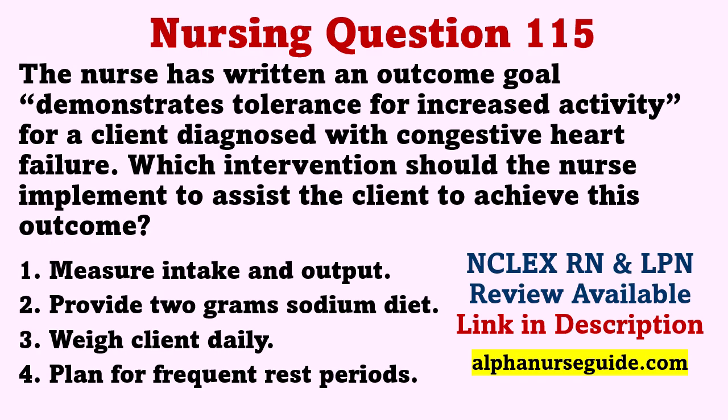The nurse has written an outcome goal, demonstrates tolerance for increased activity, for a client diagnosed with congestive heart failure. Which intervention should the nurse implement to assist the client to achieve this outcome? 1. Measure intake and output. 2. Provide 2-gram sodium diet. 3. Weigh client daily. 4. Plan for frequent rest periods.